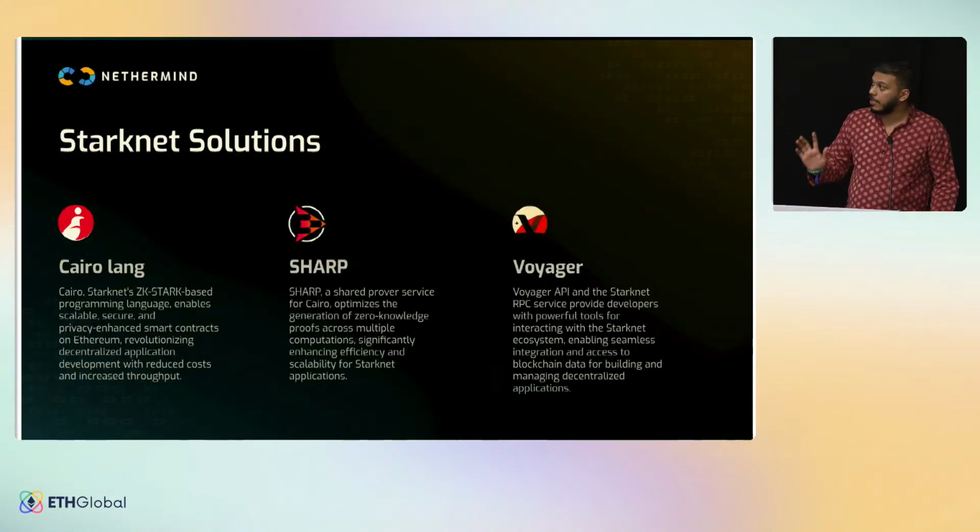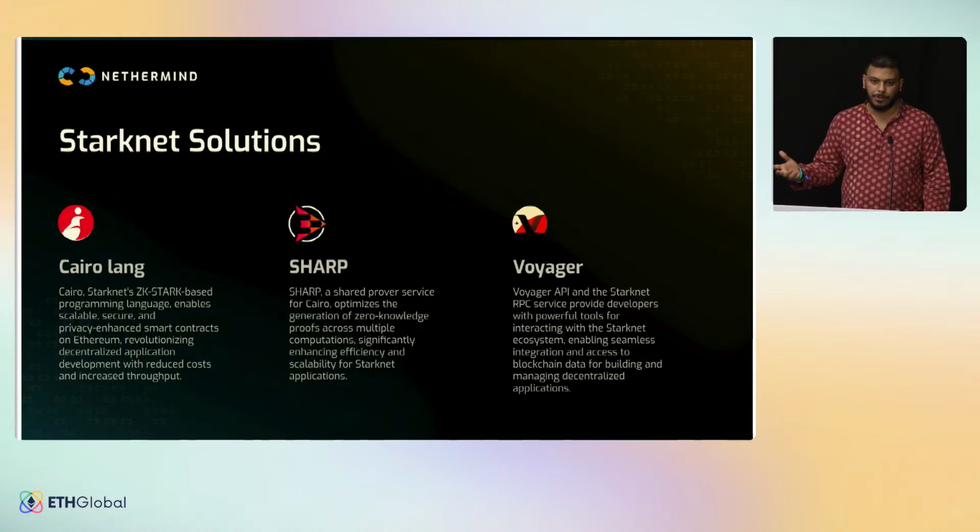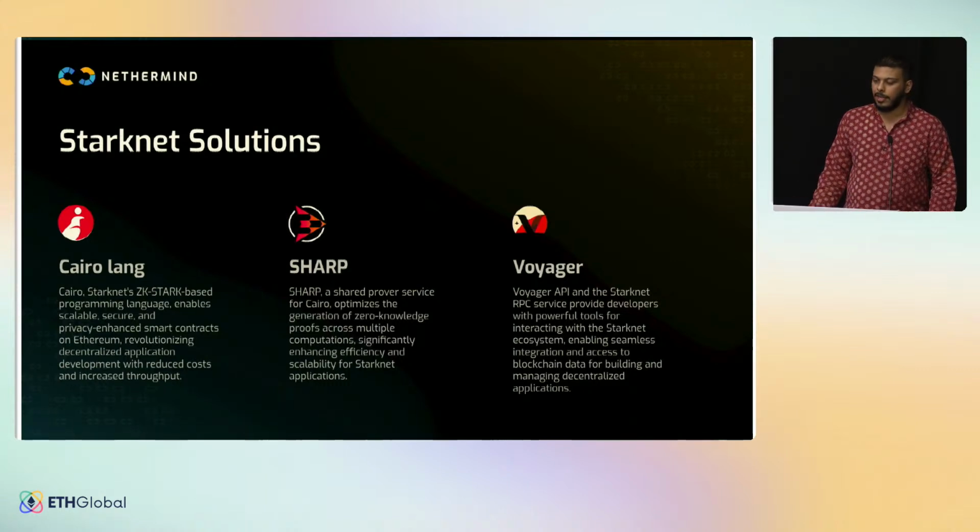Some of the solutions available in the Starknet ecosystem are Cairo Lang, which is their ZK STARK language, enabling an unlimited amount of computation. SHARP is a shared prover service. You can write your program in a nice high-level language and send it to SHARP, and it will give you back a proof for it, which enables cheap proofs. It also verifies them on Ethereum for you, so you can do some off-chain ZK solutions using SHARP today. And then there's Voyager, which is an API service and a Starknet RPC service.